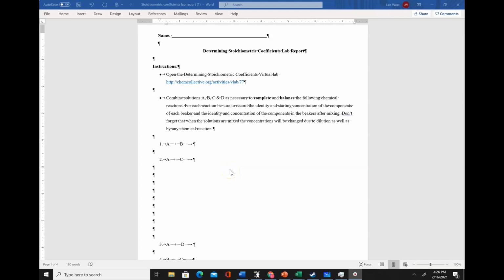Okay, so I'm going to have a quick look at the Determining Stoichiometry Coefficients lab report. This is one of the easier labs, but students often get off on the wrong track. The general premise is that you have four solutions, A, B, C, and D, and you're going to mix them together in all possible combinations. And then for those combinations that react, you're going to write a balanced chemical equation.